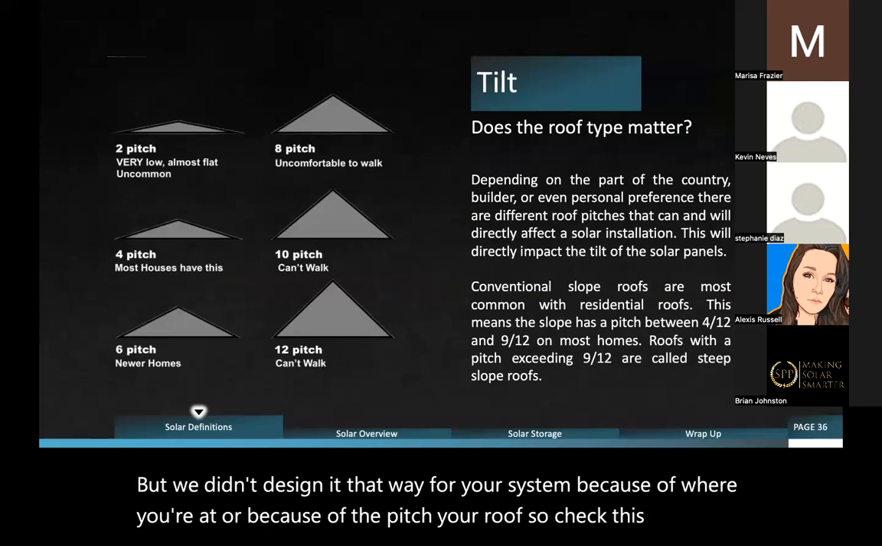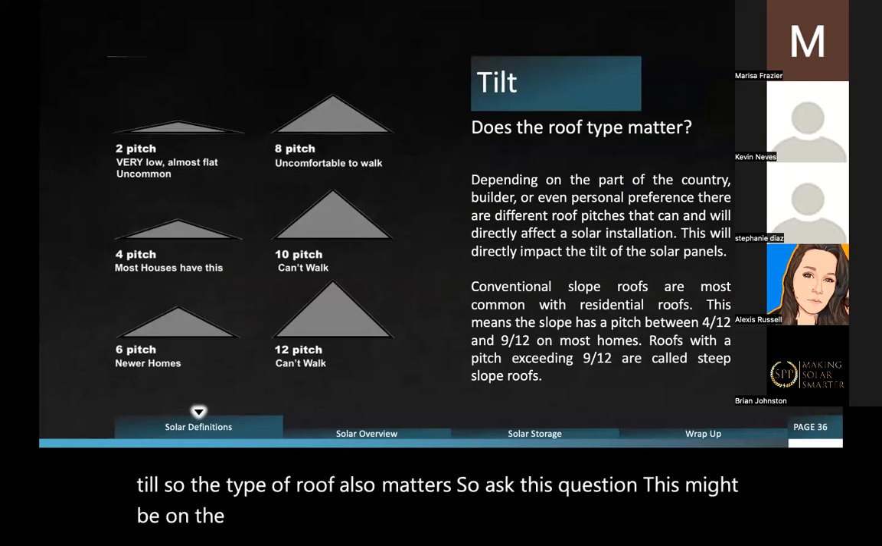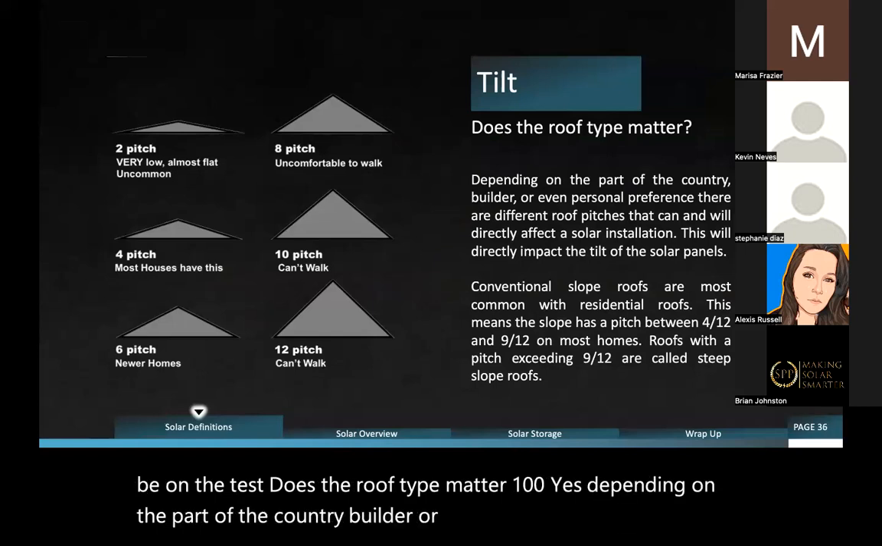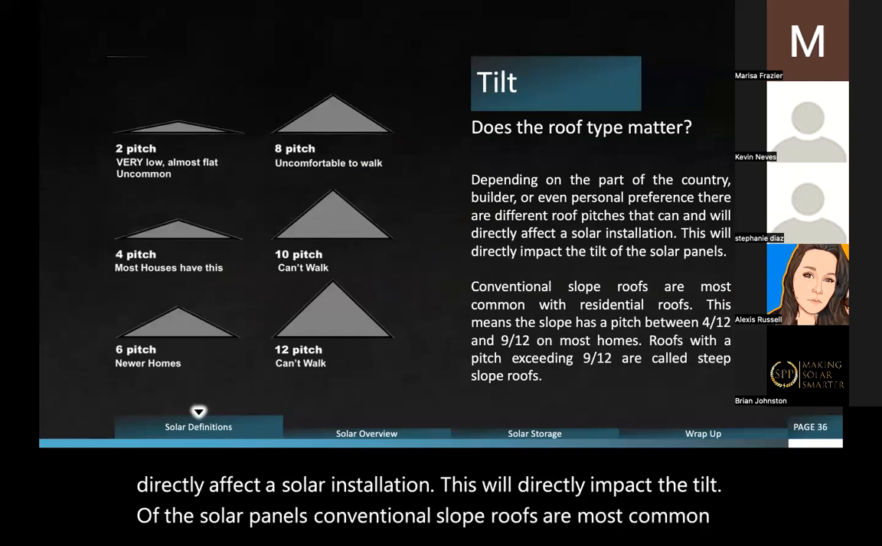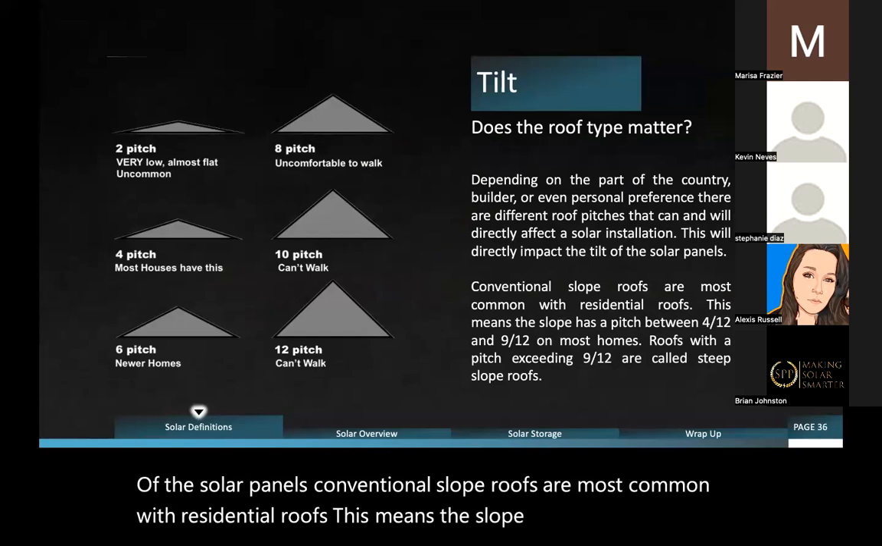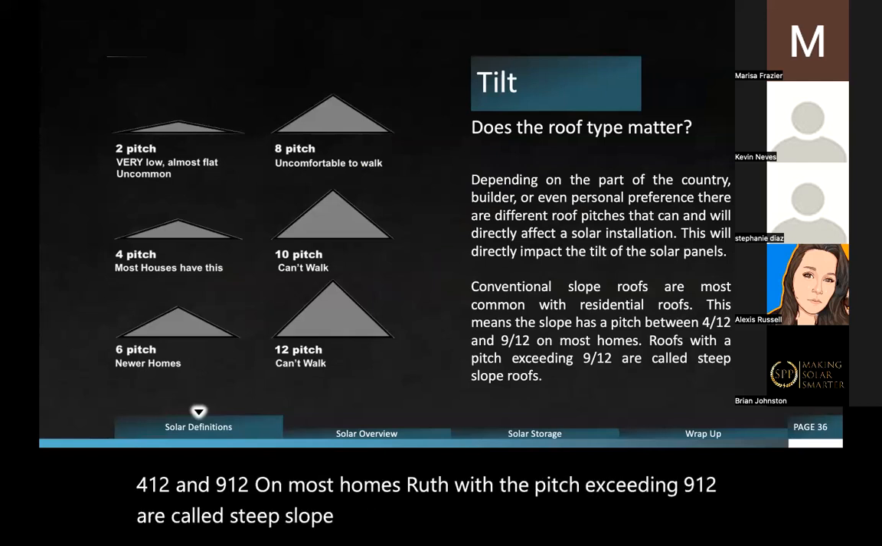The type of roof also matters. So ask this question, this might be on the test: does the roof type matter? 100% yes. Depending on the part of the country, builder, or even personal preference, there are different roof pitches that can and will directly affect a solar installation. This will directly impact the tilt of the solar panels. Conventional slope roofs are most common with residential roofs. This means the slope has a pitch between 4/12 and 9/12 on most homes. Roofs with the pitch exceeding 9/12 are called steep slope roofs. So here's what we're talking about.